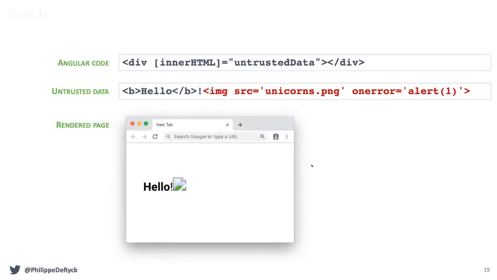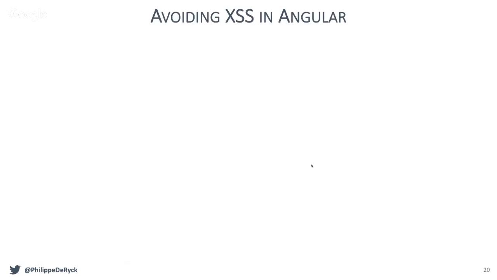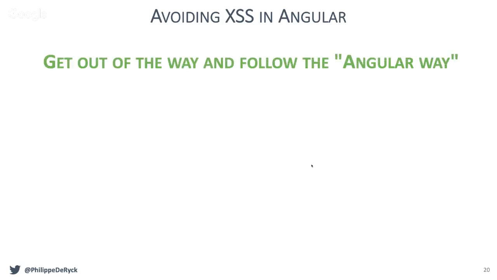So that brings me to a very nice overview here of what you need to do to avoid cross-site scripting in Angular. Advice number one is get out of the way. Essentially, let Angular do whatever it does, because Angular is really good at doing these things, and you should really allow Angular to handle these things for you. So if you do things the proper Angular way, Angular has your back.